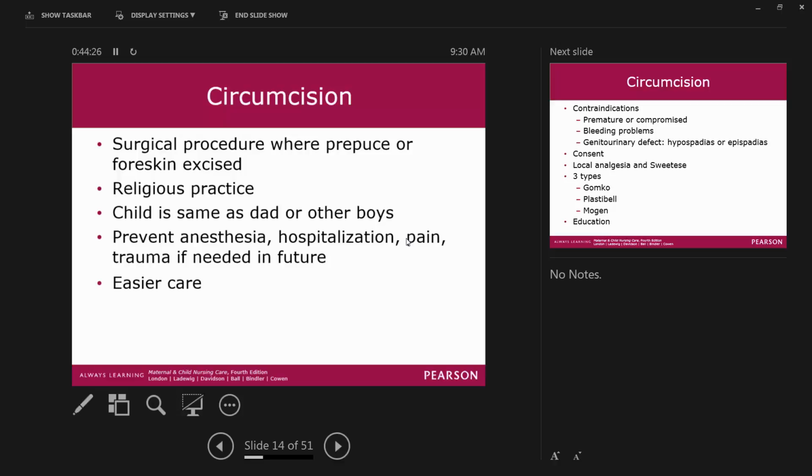Yes? All you have to do to take care of that is just draw the foreskin back and clean it and put it back where you found it. That is awful. Oh my God.